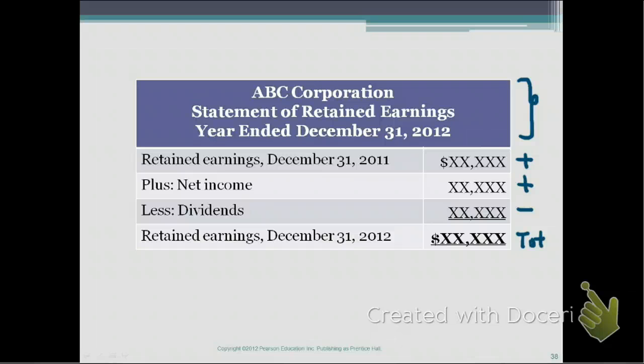Remember, we talked about dividends as being distribution of assets to shareholders. Dividends is not shown on your income statement, which we looked at earlier. Dividends appear on the statement of retained earnings. That's a very common question for your quizzes and exams, and a lot of students get that wrong. You need to remember dividends appear on your statement of retained earnings. The statement of retained earnings shows how retained earnings change during the year.